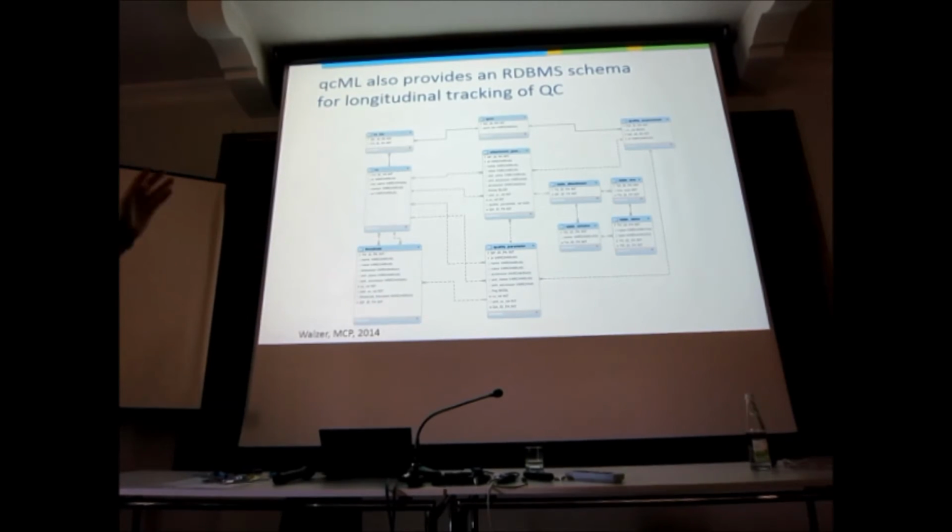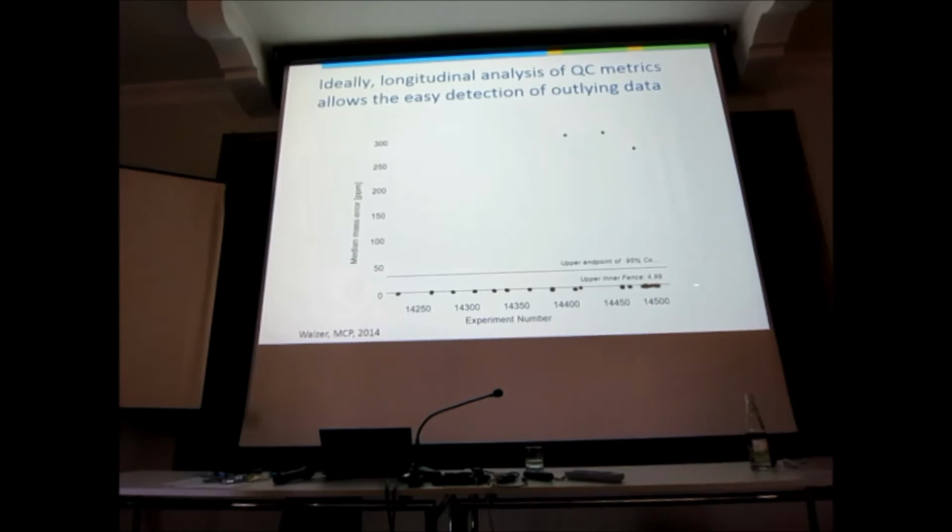Why? Because you want to archive this stuff. You want to be able to look at quality control over the past 10 years. Not this run, but everything. Why? Because you can do this. This is the median mass error of an Orbitrap machine. It's very close to 0, which is where you expect it to be. It has an upper fence of 5 ppm, and it has a 95% confidence interval here. So it's very, very good. And then you have that.